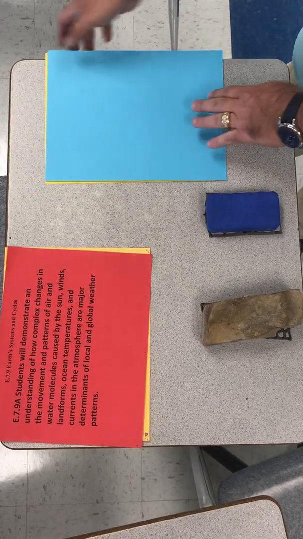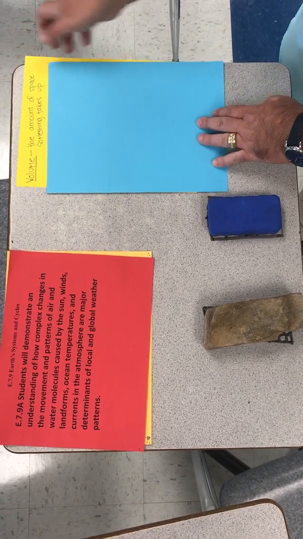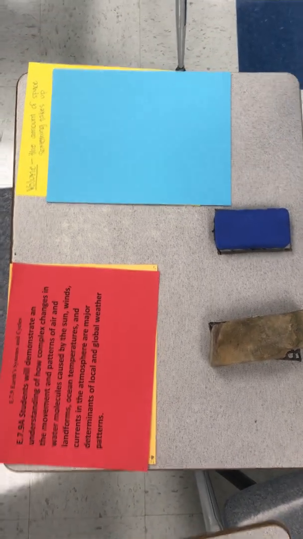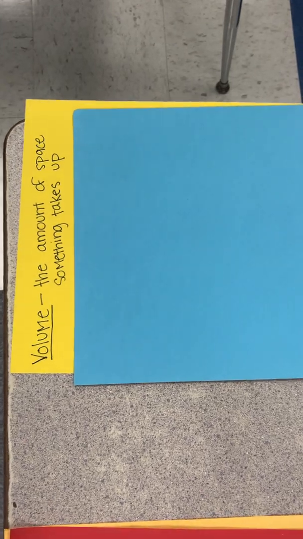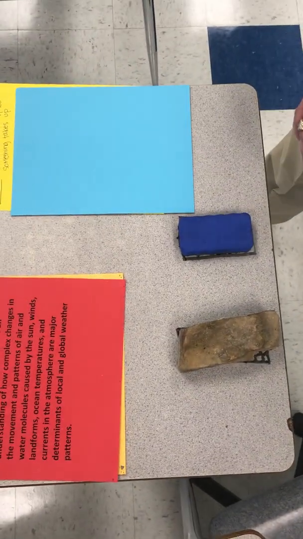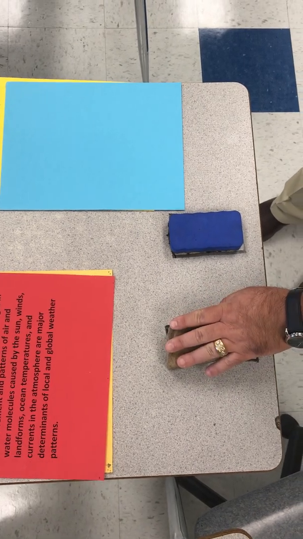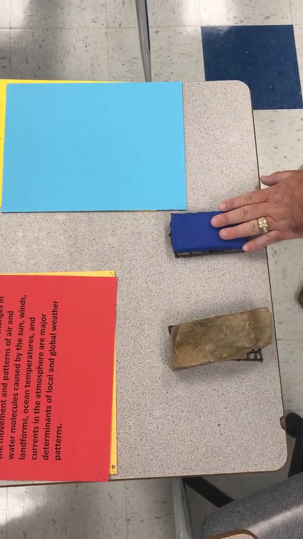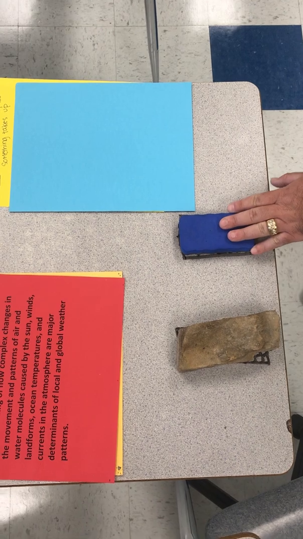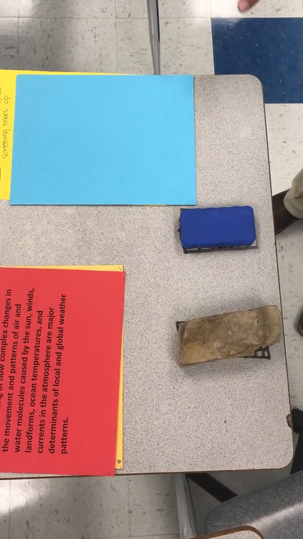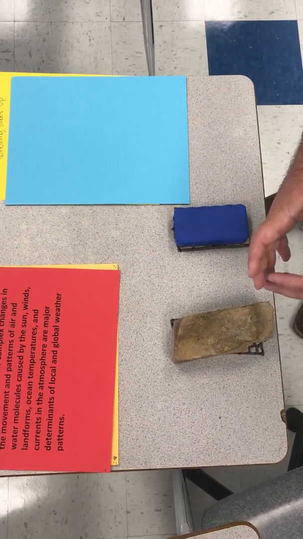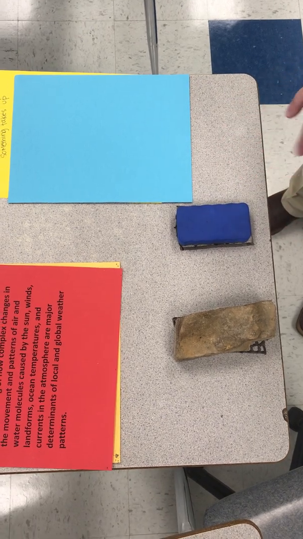First off, we're going to look at volume. Volume is the amount of space something takes up. So right here we have two volumes. We have a rock and we have an eraser. They're not spreading out, they're not shrinking. This is the volume that they're at right now.